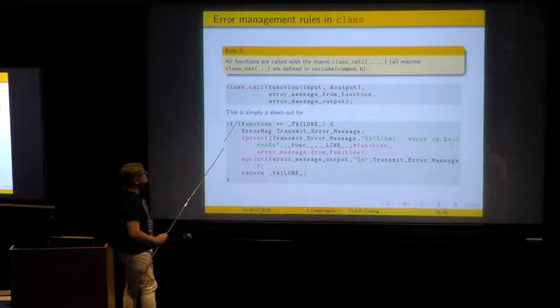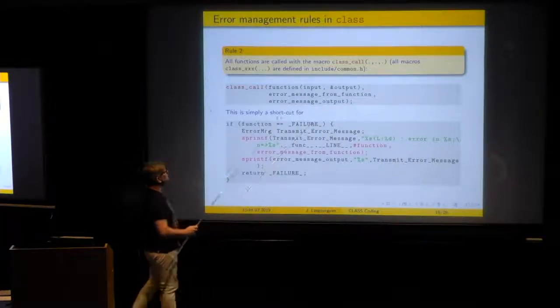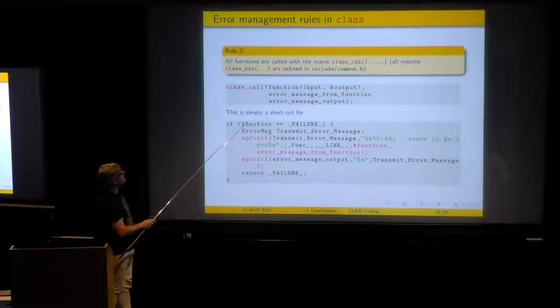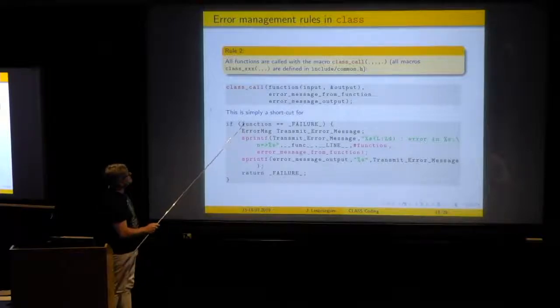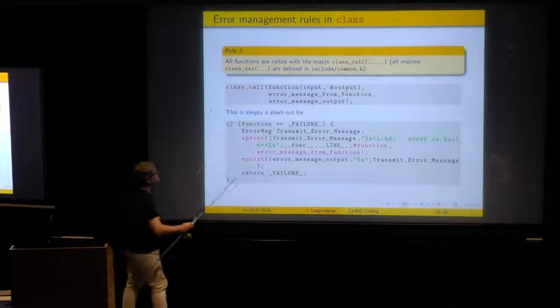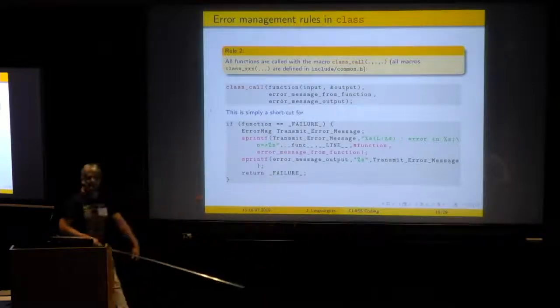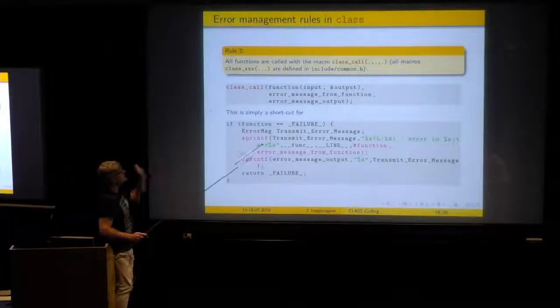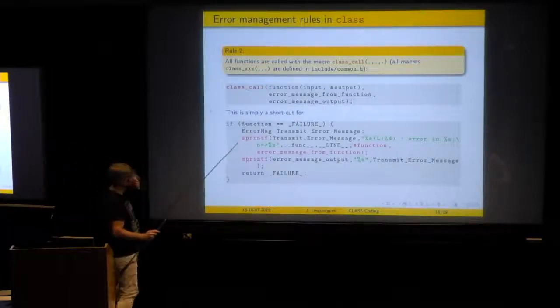So to evaluate this condition, function equal failure, the code must call the function. So this is, in fact, where the function is actually called. It is called and it will return either success or failure. If it returns success, the if is false, nothing happens, it goes on. And then it was just like if we had written the function and nothing else.